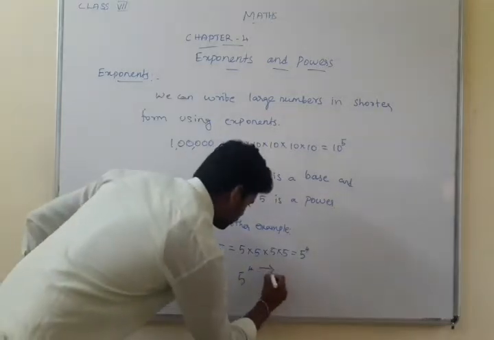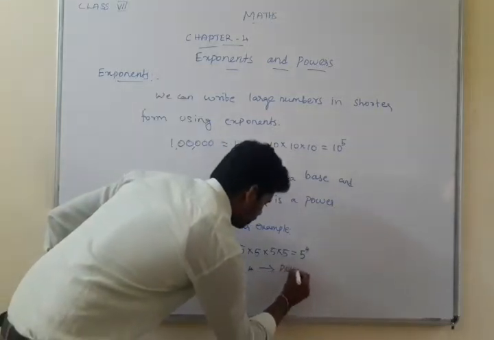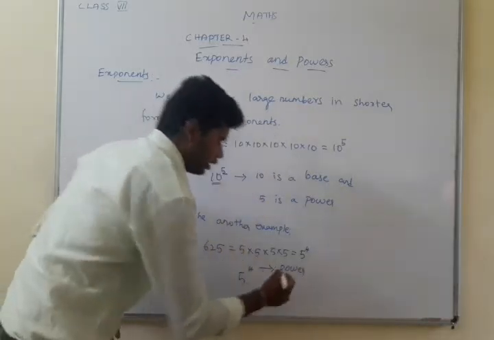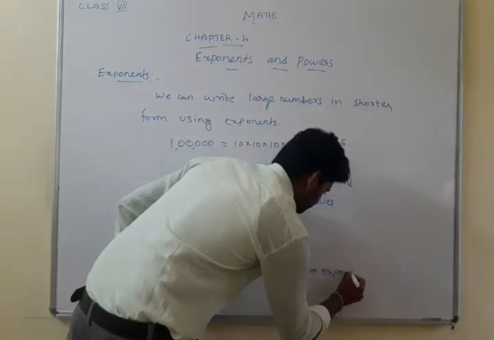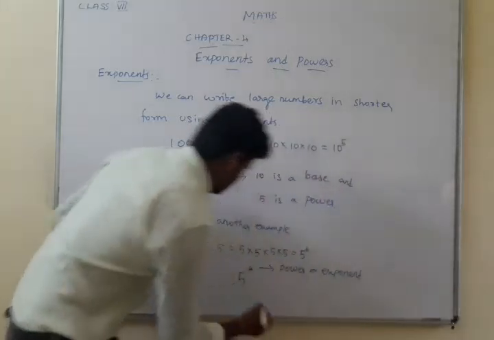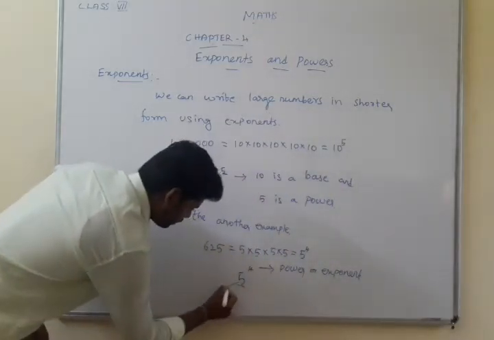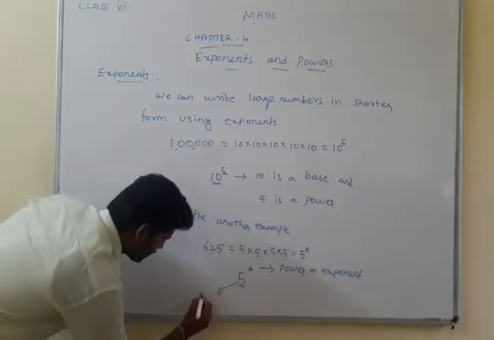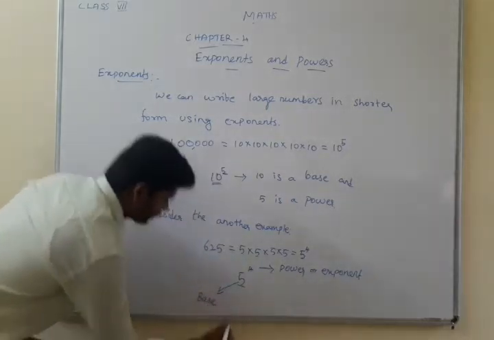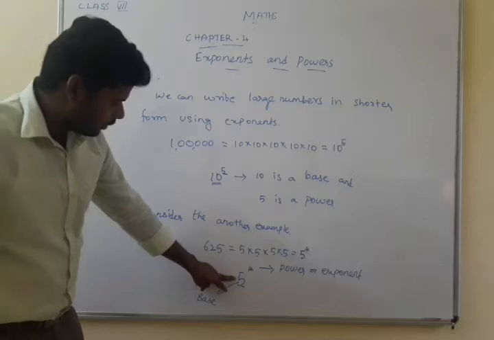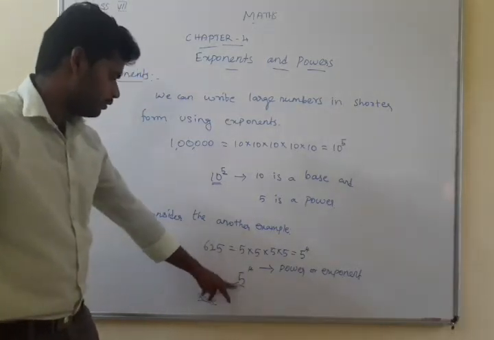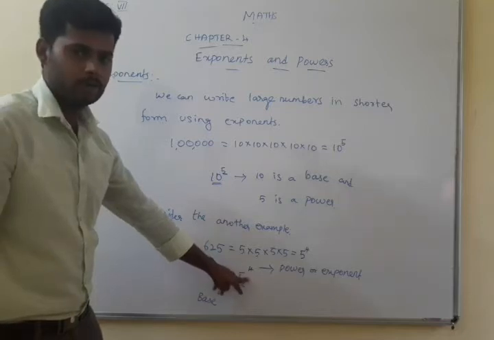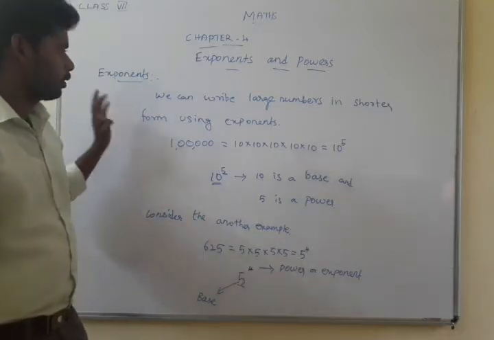This one is the power or exponent, and this one is the base. So this one is for base, this one is for power. How do we say this? 5 power 4. So this is for exponents.